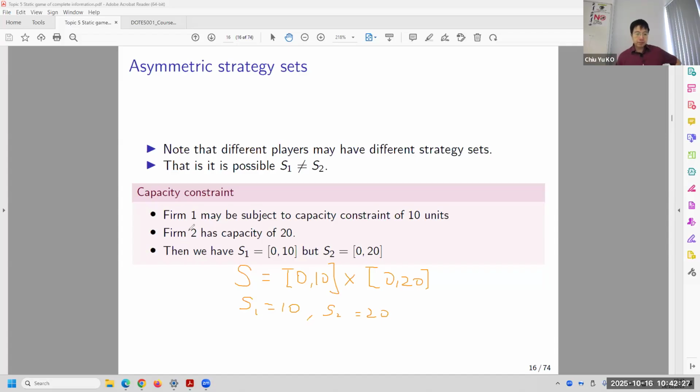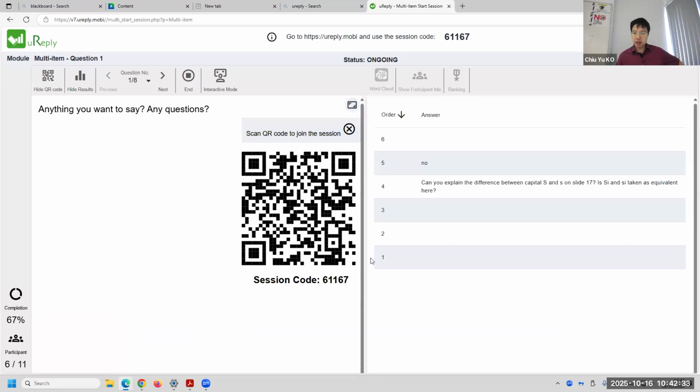Okay, so this is the first question. I hope I answered you. If not, then please remind me. Not equivalent. As I said, small s_i is one particular strategy, and S_i is the set of strategies they can choose, what they can choose, as opposed to what is actually chosen.